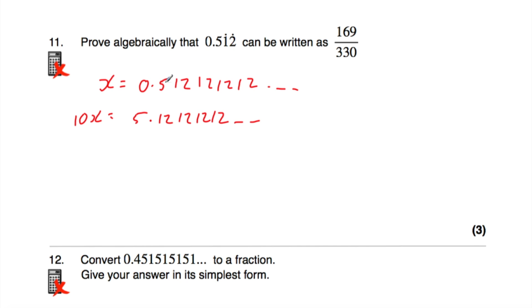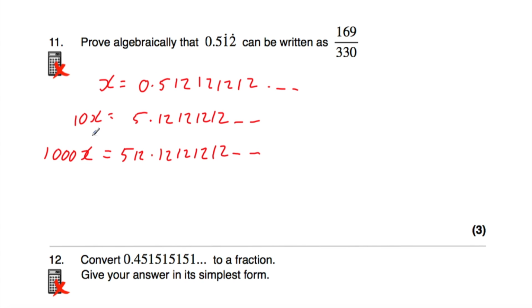Now if we moved all the digits 3 columns to the left, you would then have 512.12121212. So if we want to move the digits 3 columns to the left, or the decimal place 3 columns to the right, we would multiply this number by 1,000. So if we times this by 1,000, we would get 1,000x is equal to 512.12121212, and so on. So that's what we get if we times that by 1,000.